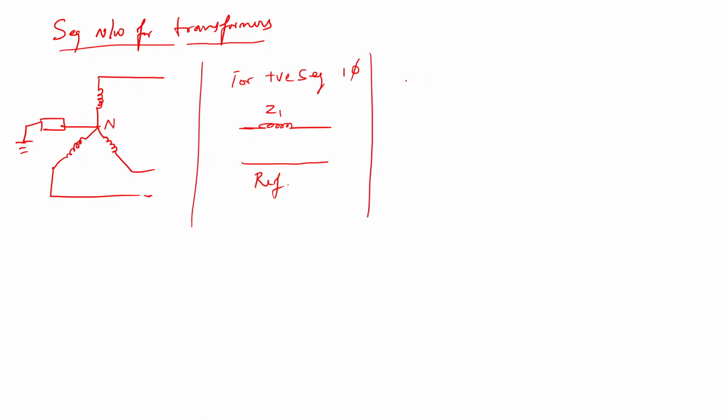And for negative sequence, I will get the same thing as a reference. Why? I didn't modify anything. Please go to yesterday's class and then tell me why it is.